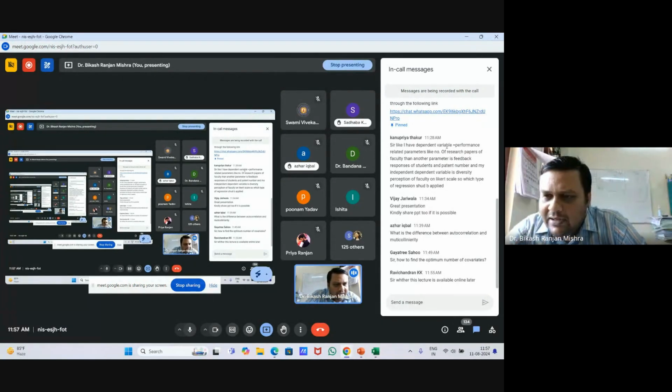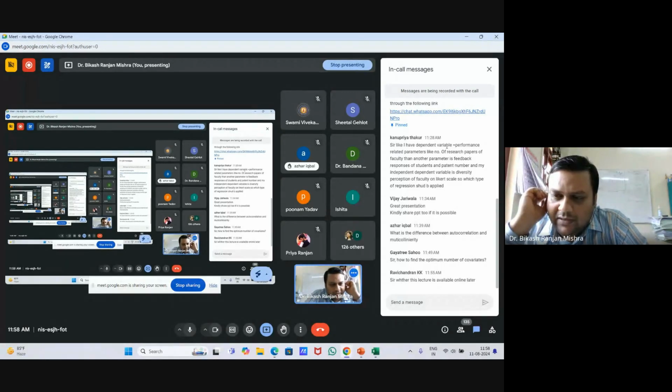Sir, I have a dependent variable, performance related parameters like number of research papers of faculty. Then another parameter is feedback responses of students and patent number. And my independent variable is diversity perception of faculty on a Likert scale. So, which type of regression should be applied?